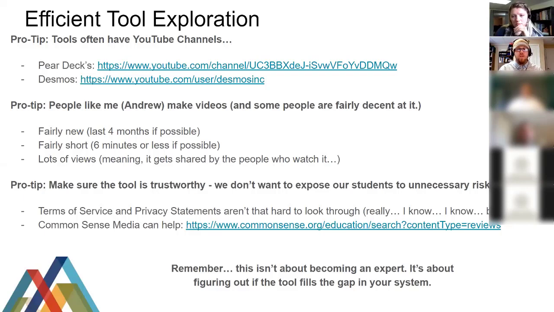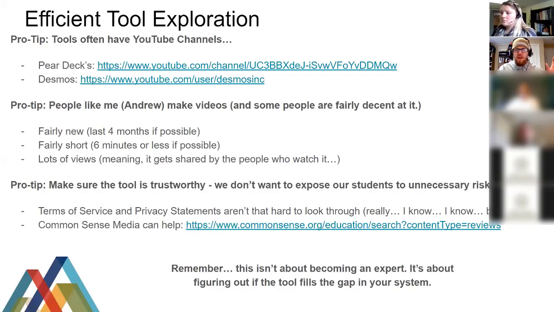Third pro tip, make sure the tool is trustworthy. We don't want to expose our students to unnecessary risk, okay? Terms of service and privacy statements often really aren't that difficult to look through. They have a reputation of being really legal-sounding, but they often are not. So give those a look and make sure that you're not running your students through a tool that you've never heard of and that is also trying its best to take advantage of all your students' data and sell it to third parties for targeted advertising.